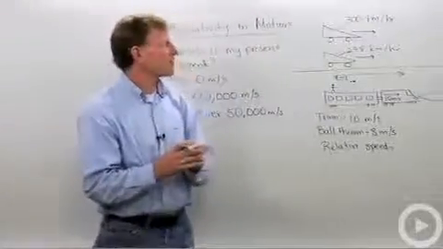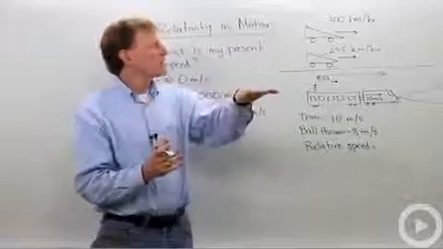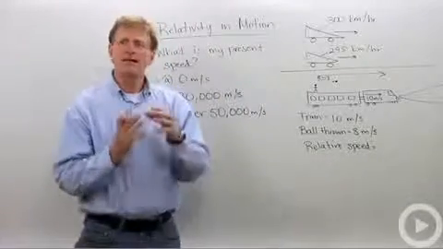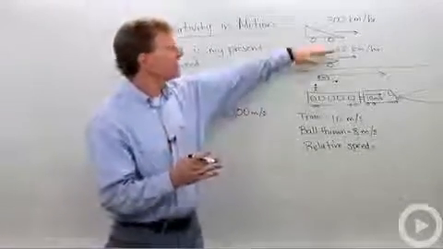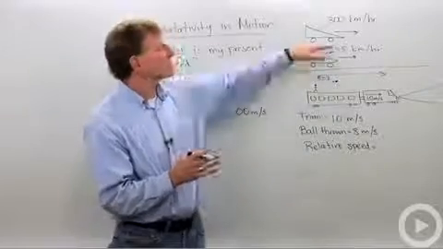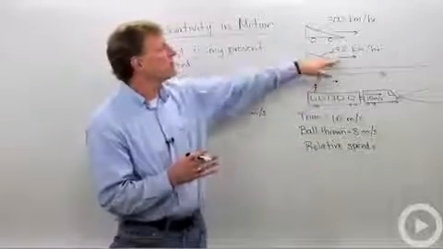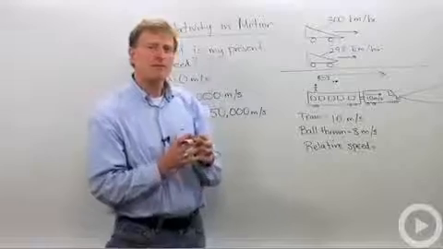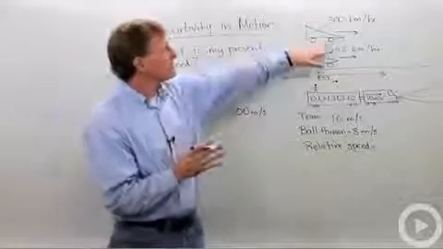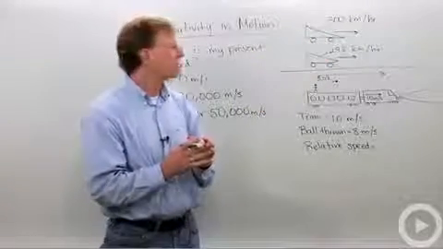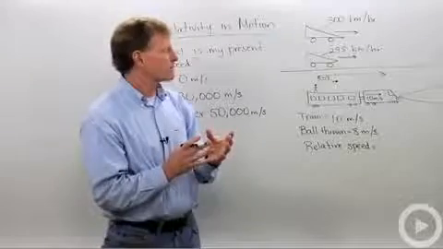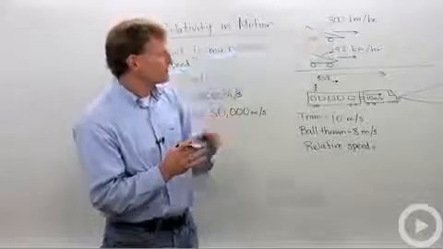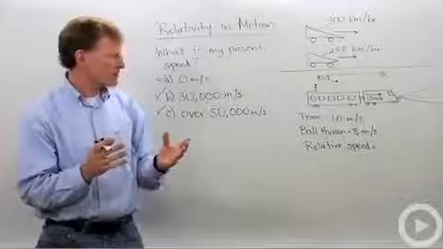I've got a race car. That race car is traveling at 300 kilometers per hour. Okay, that speed is relative to the track. If that race car is passing another race car that's going 295 kilometers per hour, the speed relative to the slower race car is 5 kilometers per hour. So again, relativity.